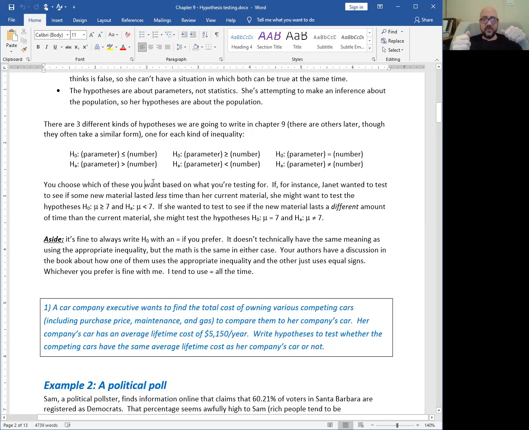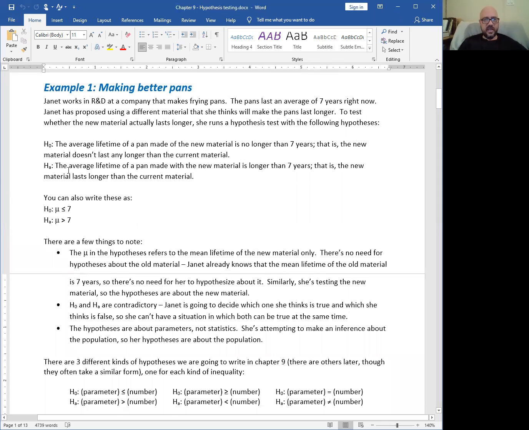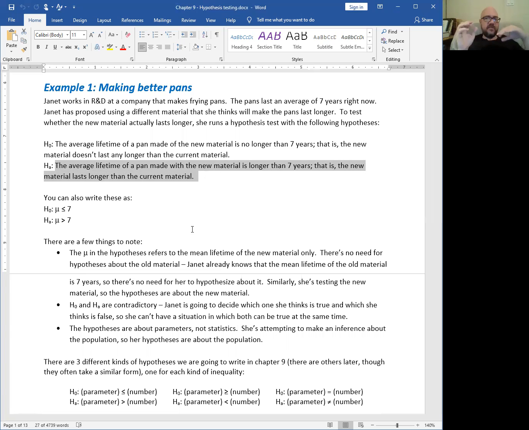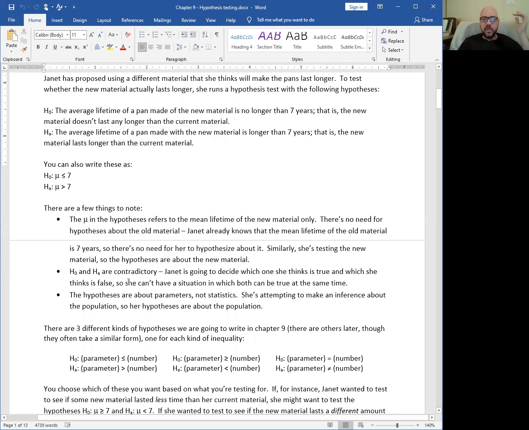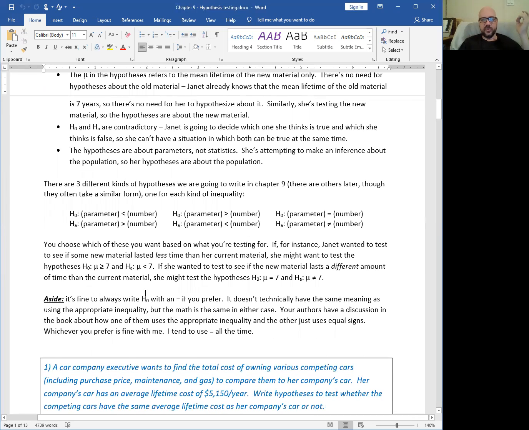Sometimes we won't get enough evidence to reject the null hypothesis, in which case we will think that the null is true. The reason we don't care about the sign is we're really trying to address questions like this, right? Is the average lifetime of a pan made with new materials longer than 7 years? And if we don't see enough evidence for that, then we sort of don't care what symbol is in the null hypothesis, because we just think this is not true. Or we don't have enough evidence to say that this is true, so we just go back to our default. So it sort of doesn't matter whether it says less than or equal to, or just equal to.